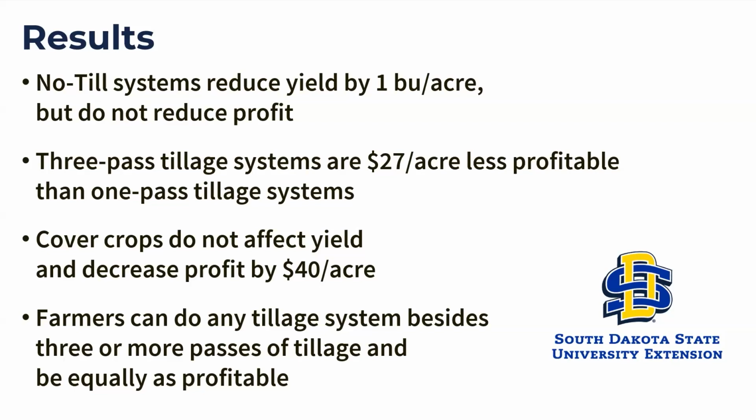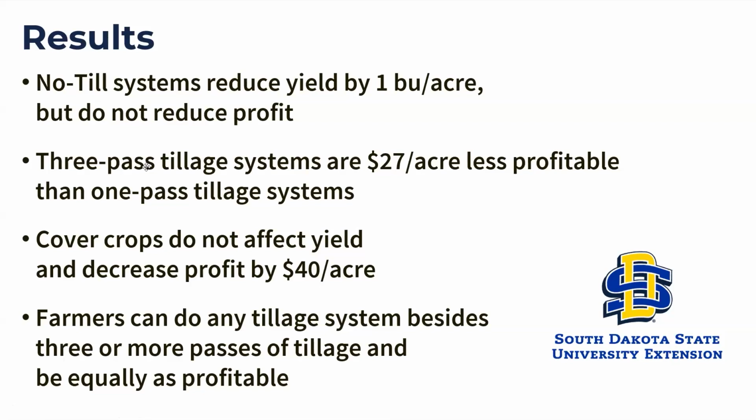So if we're not seeing any difference in yield in the data set, and then we're incurring some additional costs, so we have cover crop seed and planting and potentially cover crop termination costs. So with no statistically significant yield advantage and those additional costs, it makes sense that we would see a decrease in profit.